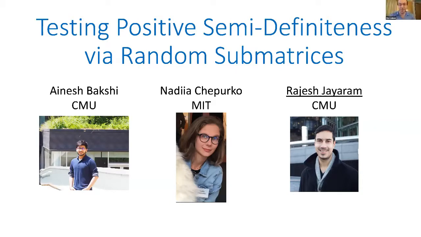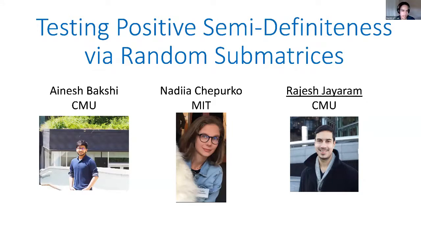Okay, so our next speaker is Raj Jairam from CMU, testing positive semi-definiteness via random submatrices. Go for it. Thanks, Paul. Yeah, so I'm going to tell you about this property testing problem, kind of similar to the last talk in some ways at a high level, but for the property of positive semi-definiteness.